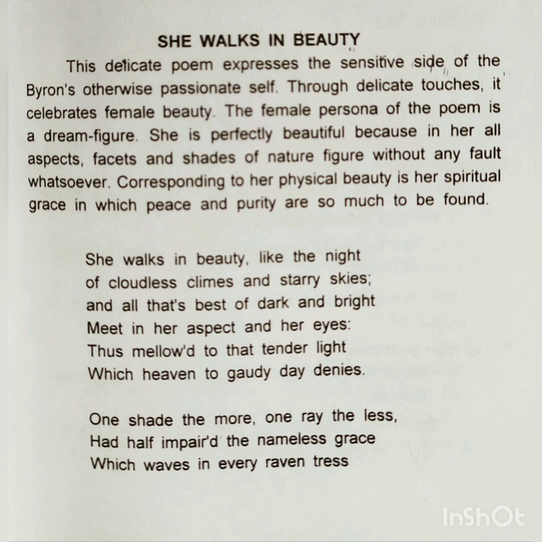Now, explanation of the stanza. In these lines the poet says that an ideal woman, Lady Wilmot Horton, walks about in a perfect beauty. She is as beautiful as the sky full of stars at night, when there are no clouds. Her face is bright and her eyes are dark. Her face has a right shade of brightness and her eyes the right shade of darkness. Her brightness is soft and sweet. Her brightness is not even possessed by the bright day.